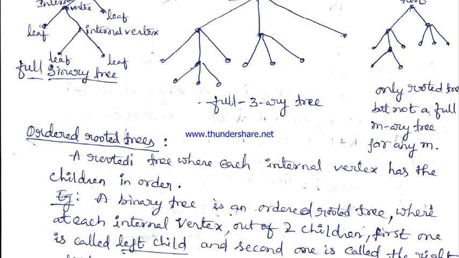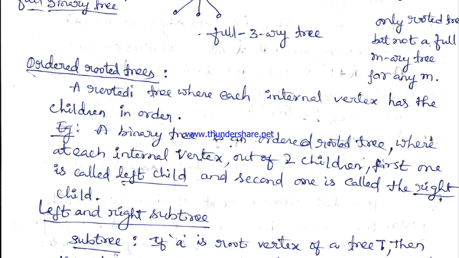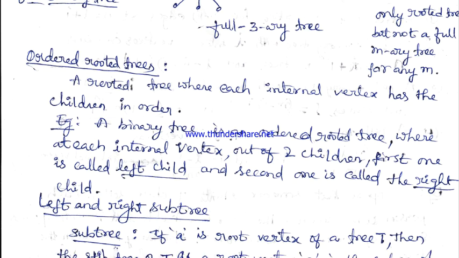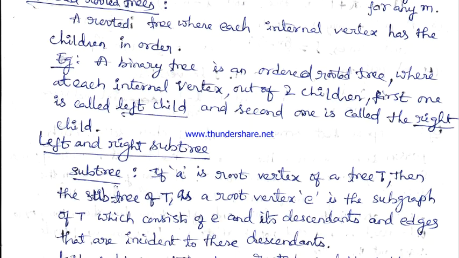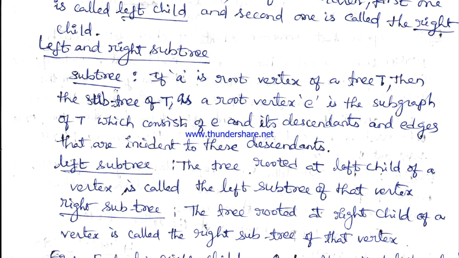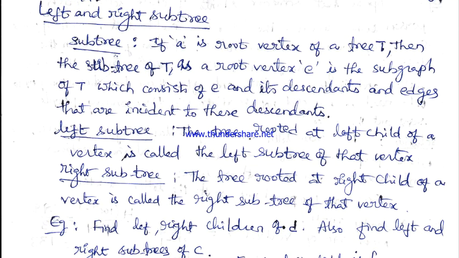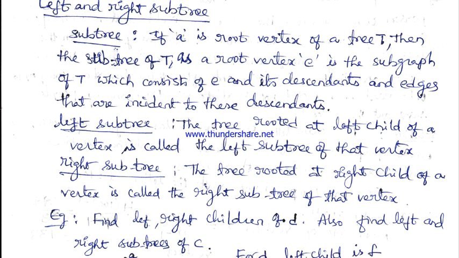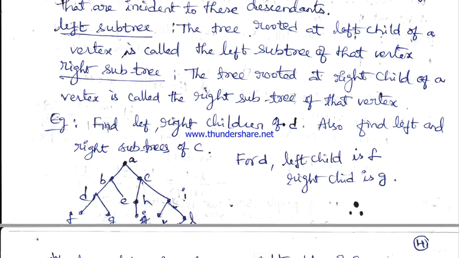Now coming to the ordered rooted trees. Suppose we give some order to the children of an internal vertex in a rooted tree. Then the rooted tree is called an ordered rooted tree. Corresponding to the root vertex, either a left subtree or a right subtree can be defined. Looking at the example, we try to understand what is the left subtree and what is the right subtree.